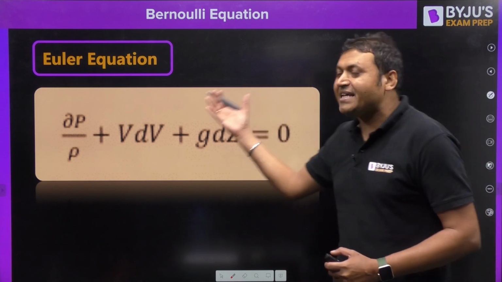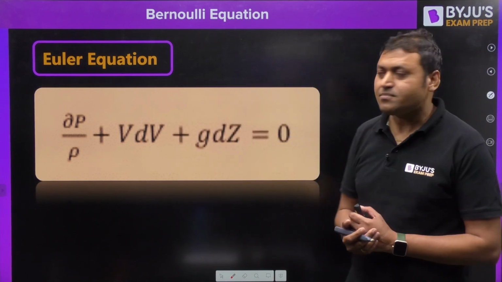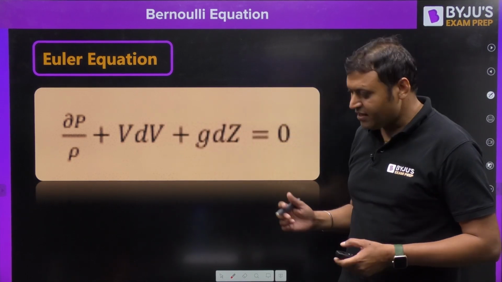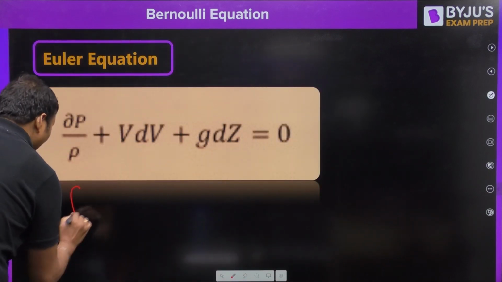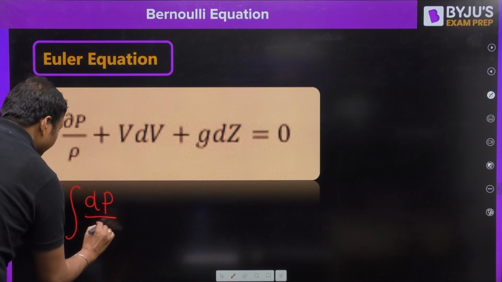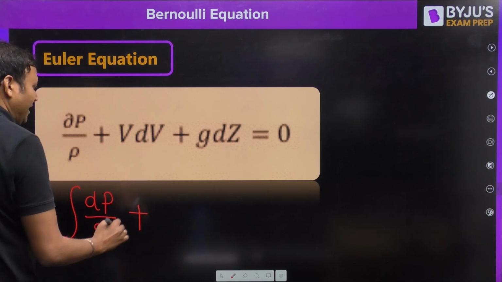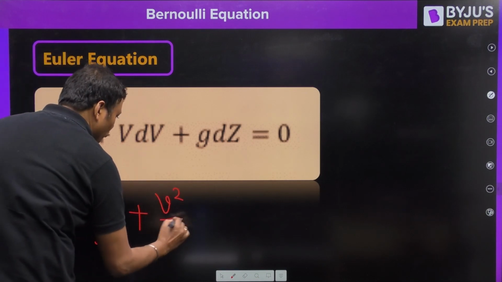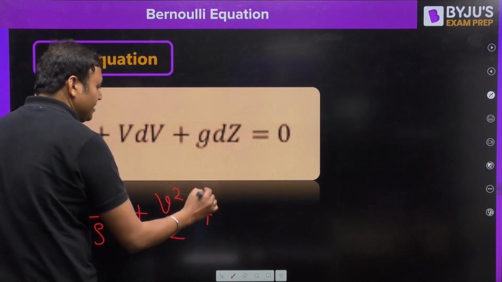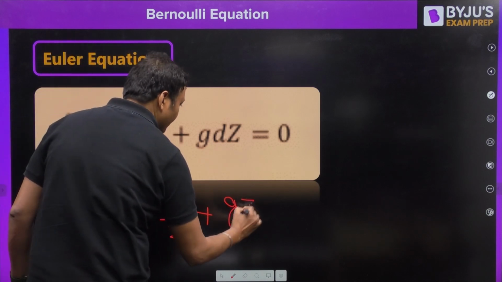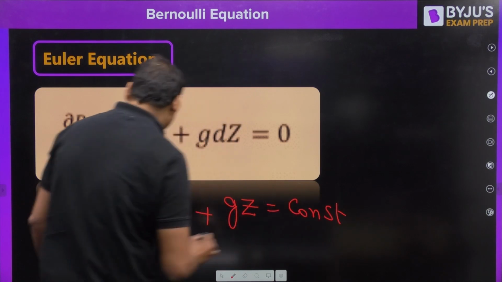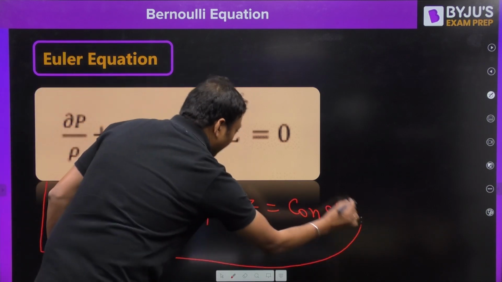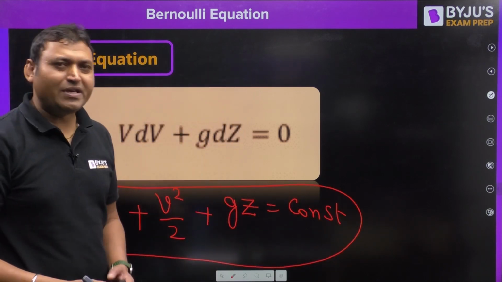And if we integrate this equation, we obtain the integral form of the Euler equation. So the integration of dP/rho, plus the integration of V dV, that is V squared by 2, plus the integration of g dz, that is gz, is equal to a constant. This is the integral form of the Euler equation.